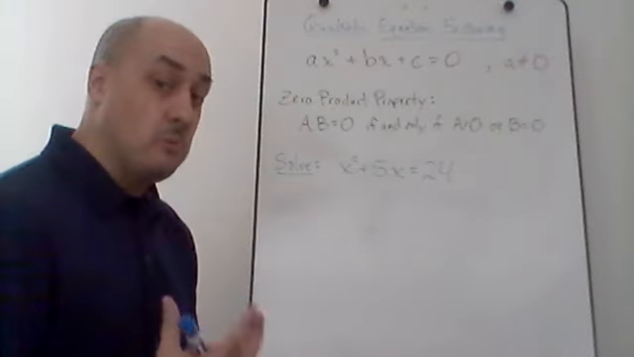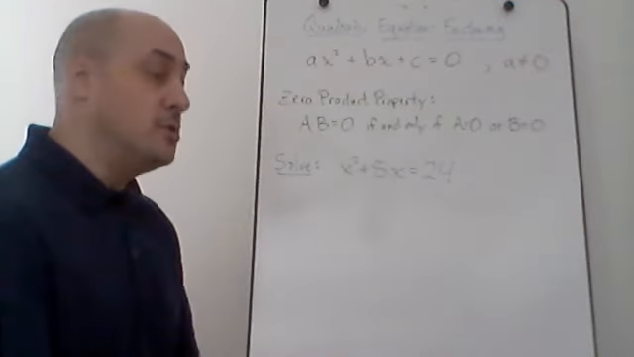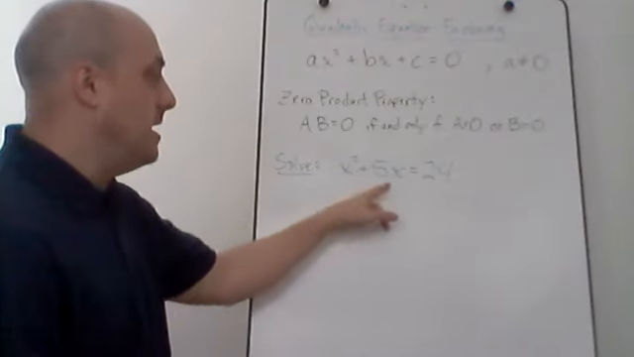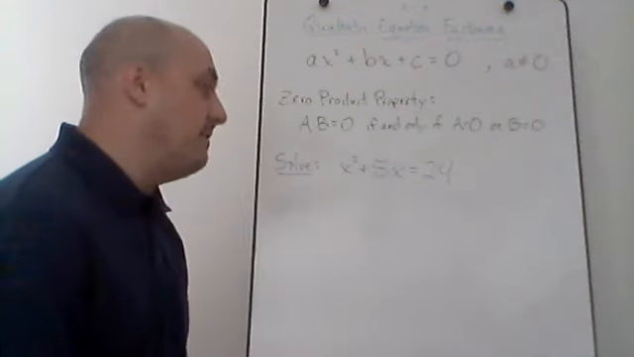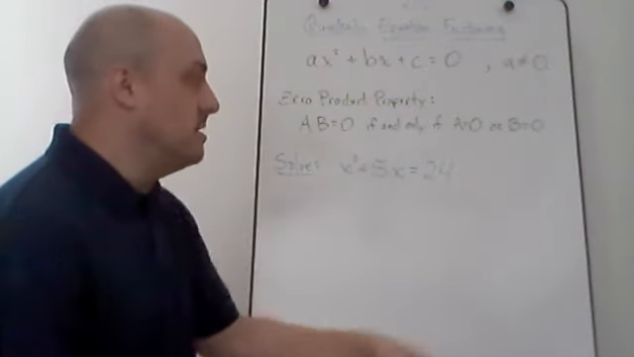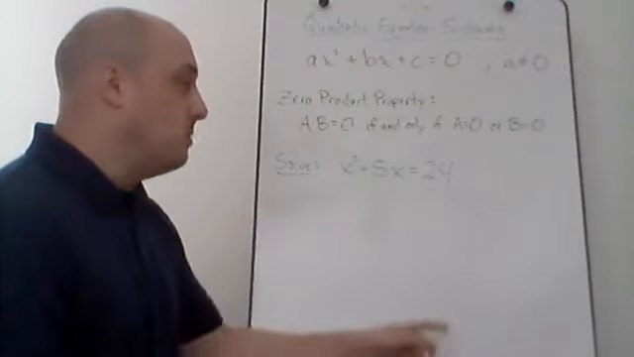Right, first thing, remember, when we're factoring, we're using the zero product property, which means we have to have our equation equal to 0. This one is not. x squared plus 5x equals 24. Right, I can't factor the left side of the equation and have it equal to 24 and then try to use this zero product property. It only works if it's equal to 0. Right, it doesn't work if it's equal to 24.